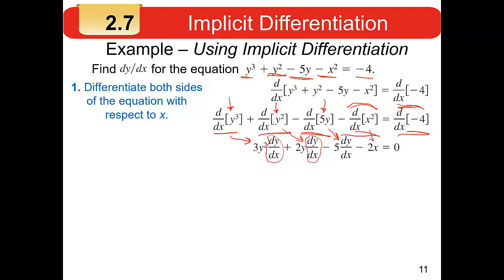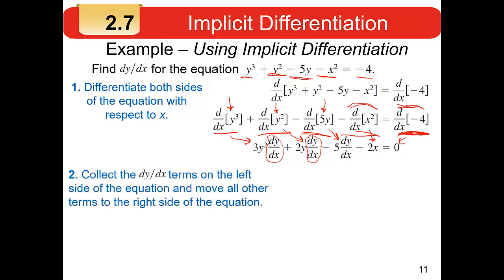When you do x squared, though, that doesn't have a y in it, so its derivative is just the ordinary derivative. The derivative of x squared is 2x. And of course, on the right side, the derivative of a constant is always 0. Step by step by step.